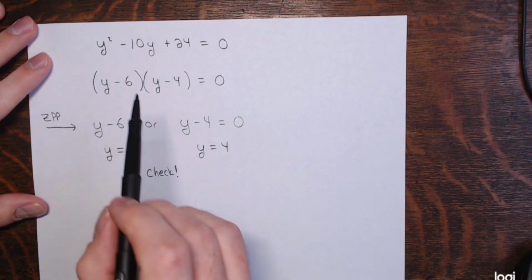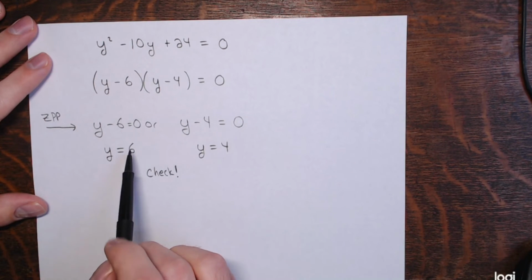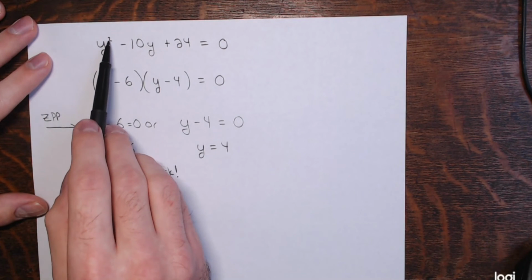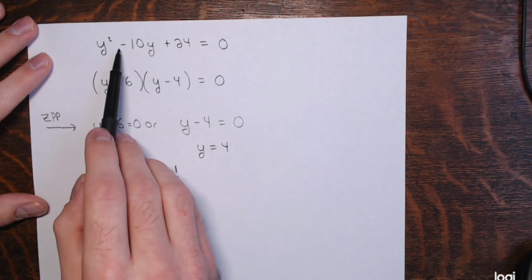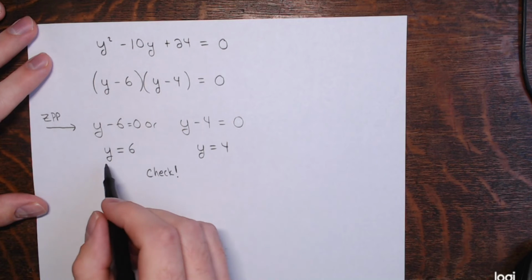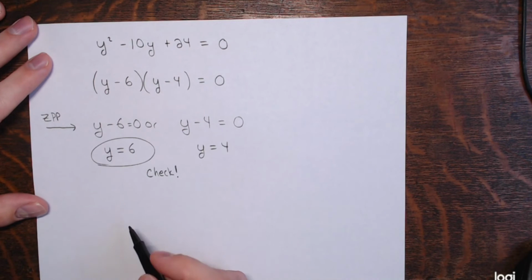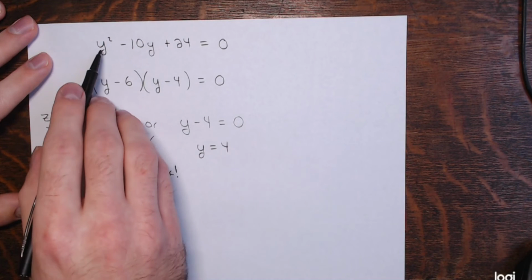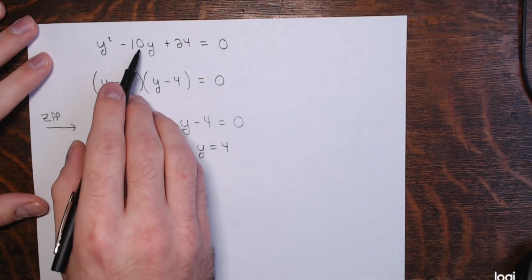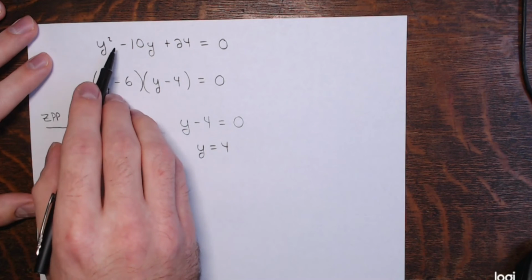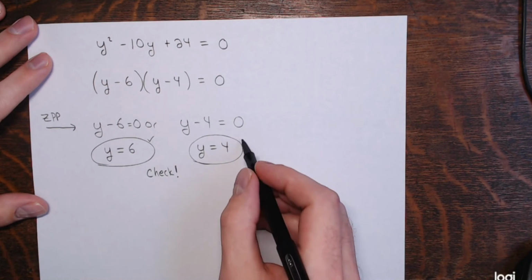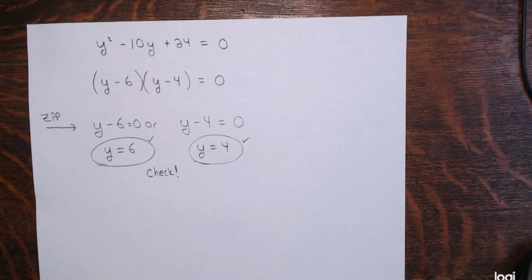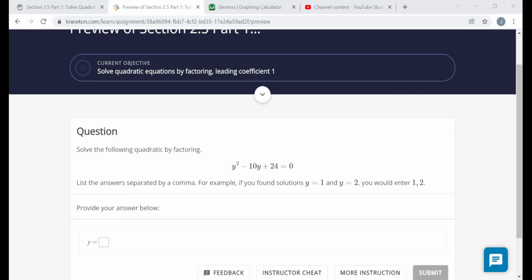Now if y were 6, 6 squared is 36, 10 times 6 is 60, 36 minus 60 is negative 24, plus 24 is 0. This works. Great. And then 4: 4 squared is 16, 10 times 4 is 40, 16 minus 40 is negative 24, plus 24 is 0 again. Hooray. So both of these work, 6 and 4, and that's what I'll enter.